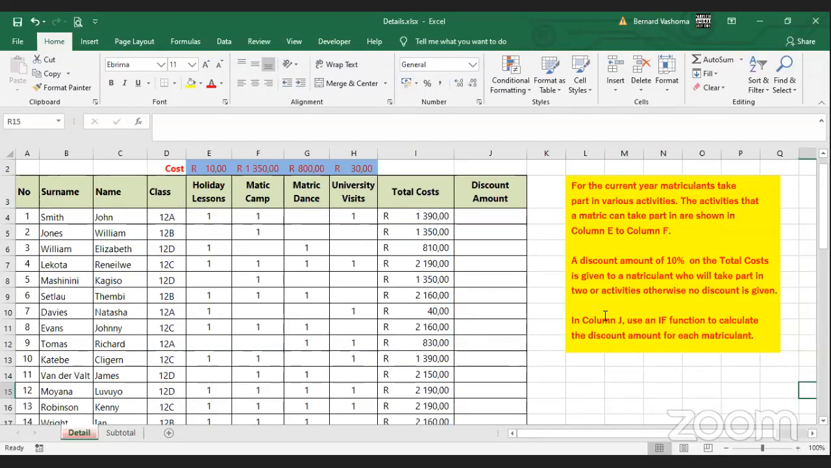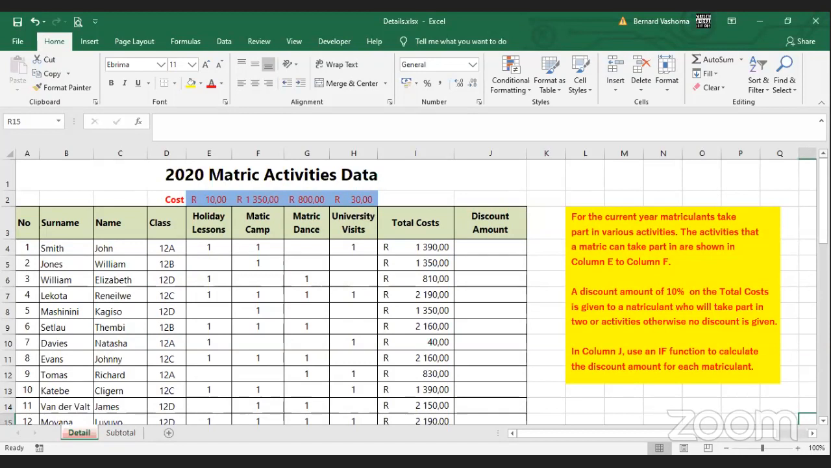I'll give you just a few minutes to study the spreadsheet that we have put there, right? So this is an activity for the matrics that is going to be happening. Here it says for the current year, matriculants take part in various activities. The activities that a matric can take part in are shown in column E to F, right? Are we together? Column E to column F. So these are the activities. How do you know that somebody is taking part in an activity? You have a 1 there. All right, keep that in mind.